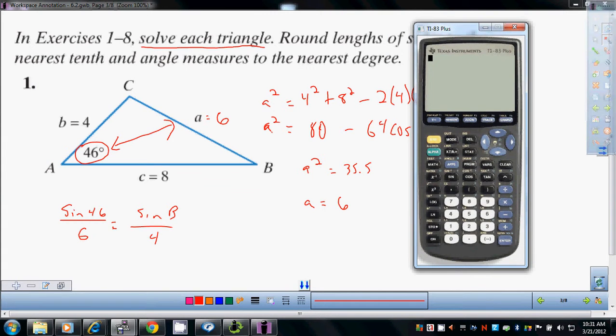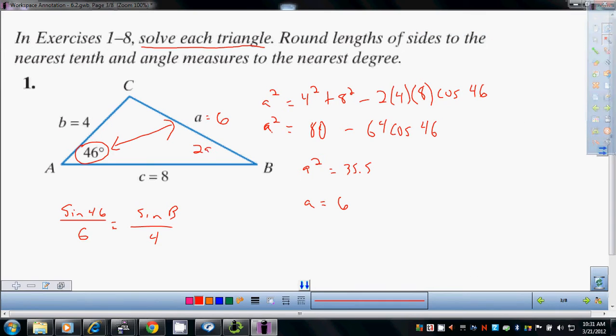Okay, so cross multiply. 4 times sine 46. Am I in degree mode? No. Okay, multiply. Divide by 6. Take the sine inverse of that. So about angle measures to the nearest degree. 29. Now just subtract. Add those together. Subtract. What is C?